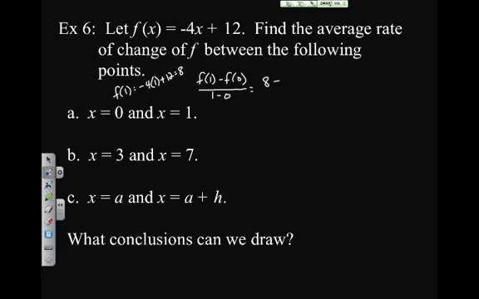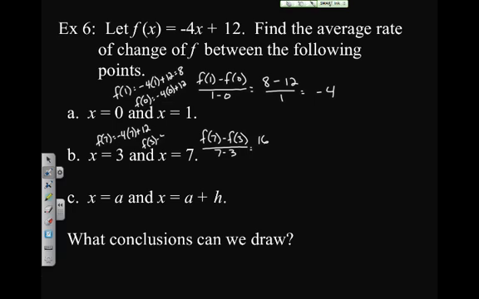Minus f of 0 is negative 4 times 0 plus 12, and that is 12. Over 1, and that gives us negative 4. Average rate of change there, negative 4. For part B, f of 7 minus f of 3 over 7 minus 3. Again here, f of 7 is negative 4 times 7 plus 12. That's negative 28 plus 12 is 16. F of 3 is negative 4 times 3 plus 12. That's negative 12 plus 12 is 0. Over 7 minus 3 is 4.